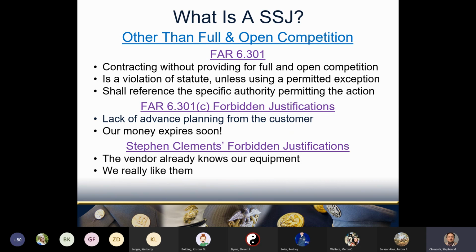That's also not a legal reason to pursue other than full and open competition. None of these four is a legitimate reason to sole source. So, to save contracting the grief they'll inevitably get when they tell our customers those reasons won't fly, we should have that talk ahead of time and explain to our customers which reasons we can use, which we can't, and what options we have for going forward, because we always have options.